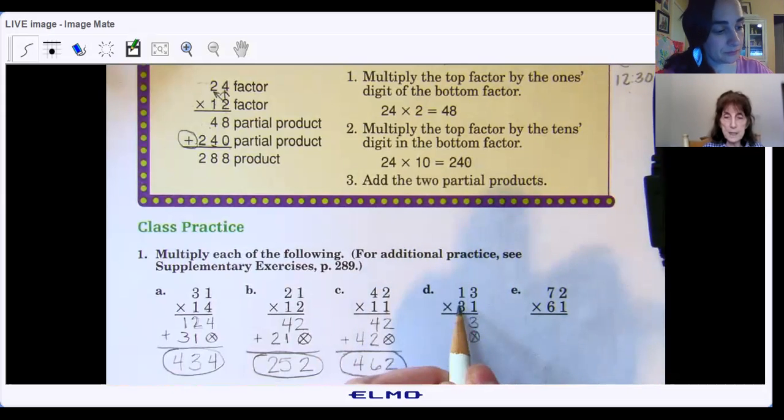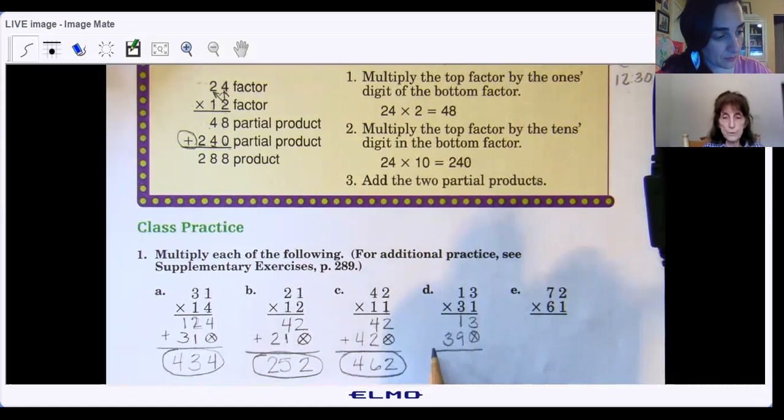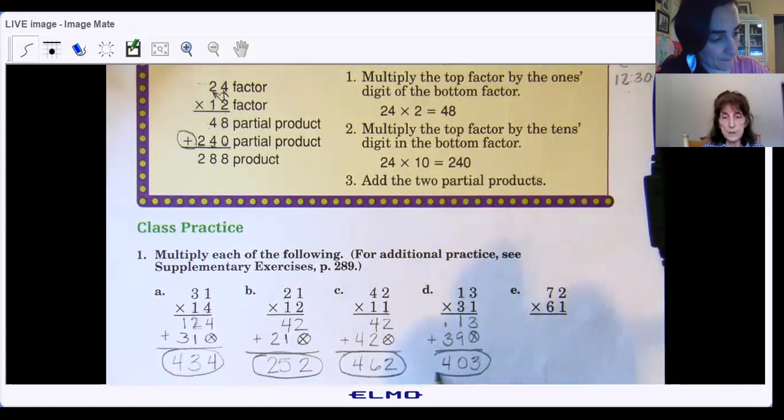And then 3 times 3 is 9, and the answer goes in the 10. And then 3 times 1 is 3. We're going to draw a line and we're going to add it. And 3 and nothing is 3. 9 and 1 is 10. Put your 0 down, carry your 1. And 3 and 1 is 4. So your final product is 403.